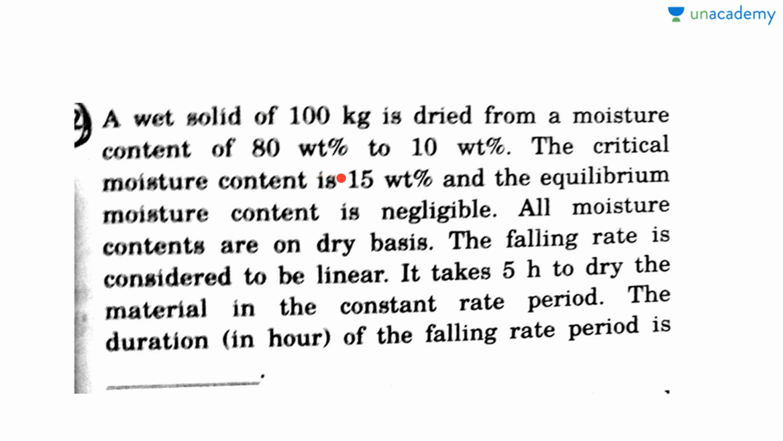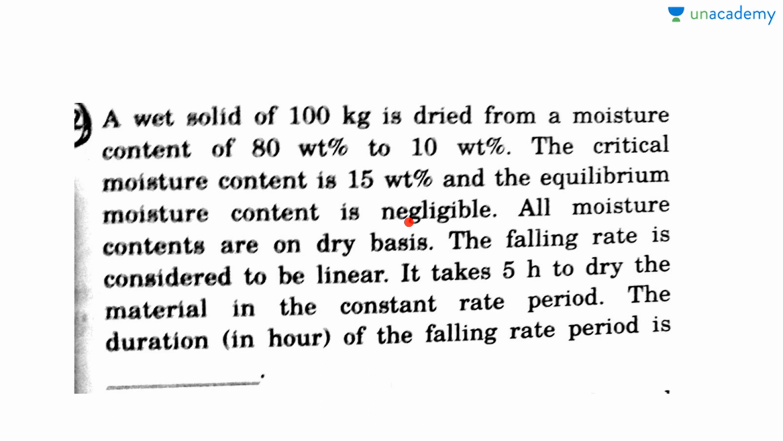Even if it would have been 80 weight%, there wouldn't have been any change in the procedure to solve the numerical, but the numerical values would have differed. So here in this case it is 40 weight% to 10 weight%. The critical moisture content is 15 weight% and the equilibrium moisture content is negligible, so they have neglected the equilibrium moisture content. All moisture contents are on dry basis. The falling rate is considered to be linear, and it takes 5 hours to dry the material in the constant rate period. So the duration in hours of the falling rate period is?